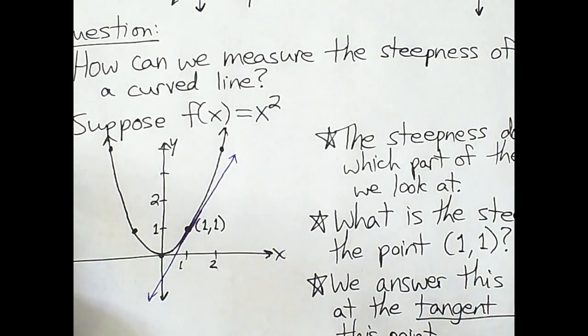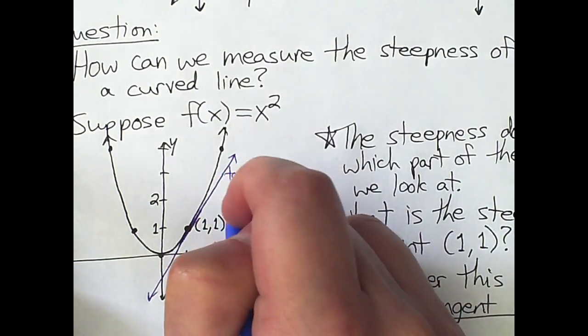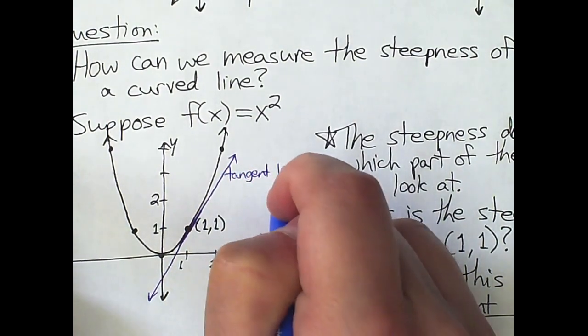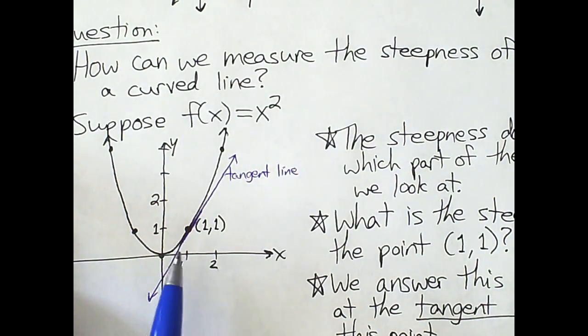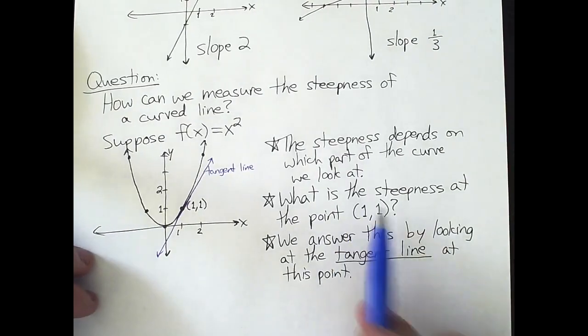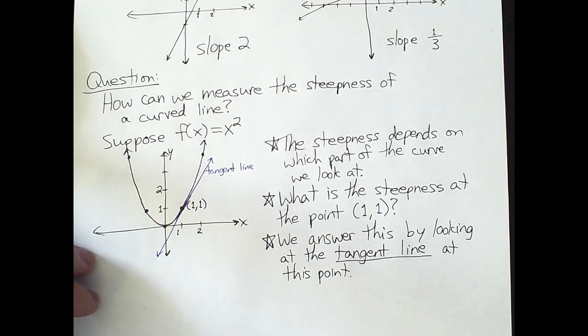This tangent line that I drew in blue, I'll write tangent line next to it. It is a linear function. It's a straight line. It has a slope. And it just sort of grazes the curve at that one point, because that's the point that we chose to focus in on.